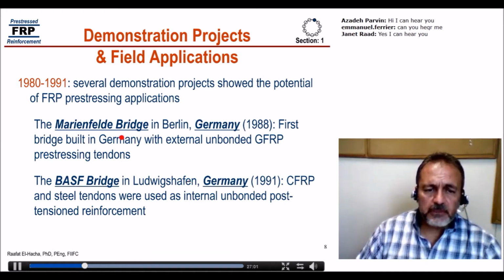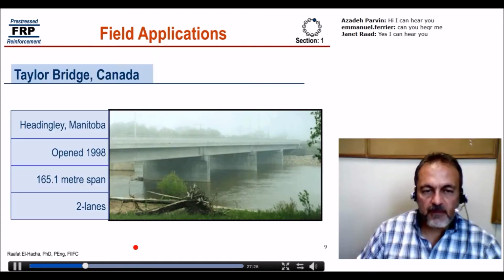The first application in Germany was the Marienfeld Bridge. It was the first bridge built in Germany with external unbonded GFRP pre-stressing tendons. Later on, we're going to see that some codes have reservations about using GFRP, and I will mention the reason for this. And then the Bayer Bridge in Germany, 1991, where they used carbon and steel tendons as internal bonded and post-tension reinforcement.